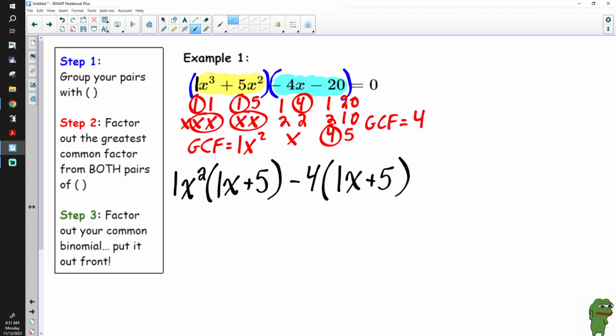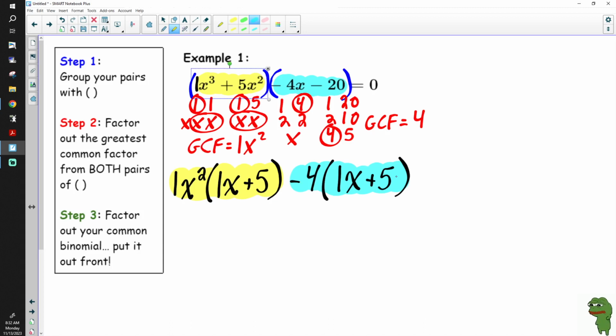Now, it's really hard to visualize this, okay? So our first group used to be this yellow highlighted, right? Our new group is this whole thing. This turned into this. And our second group turned into negative 4 times 1x plus 5. So these are considered 2 separate terms. These also have a GCF. This and this have a greatest common factor of 1x plus 5. Don't they both have 1x plus 5?